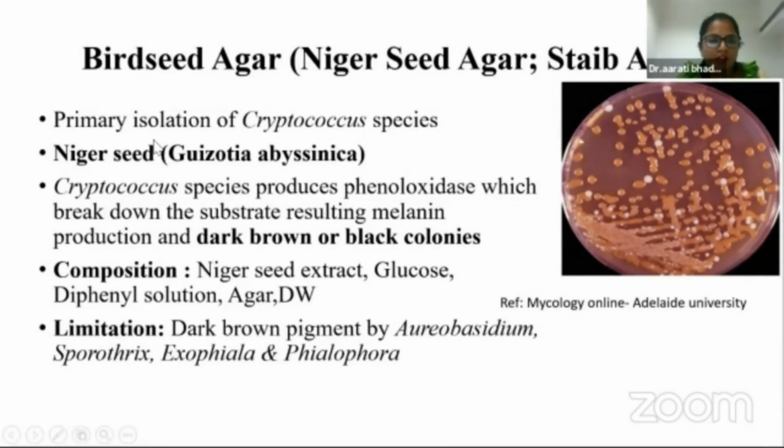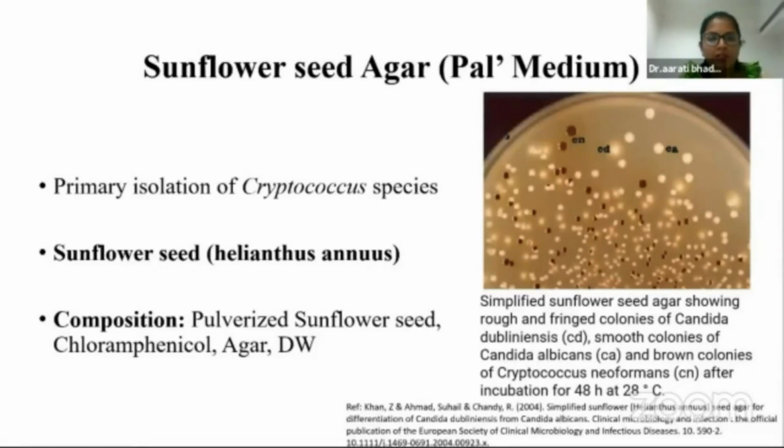Bird seed agar is for the primary isolation of the Cryptococcus species. It contains Niger seed, and it gives the dark brown or black colonies on this bird seed agar. The limitation is that dark brown pigment by Aureobasidium, Sporothrix, Hortaea, and Phialophora can also be there. So other pathogenic fungi can also show the dark brown pigment, but for Cryptococcus species primary media we will use this bird seed agar.